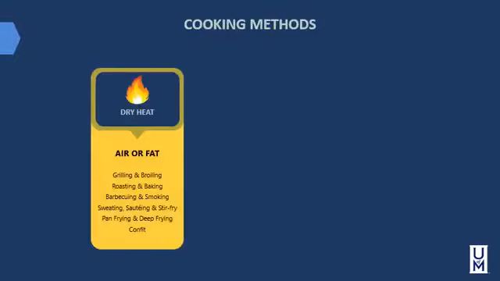There are three different kinds of cooking methods. Dry heat methods involve air or fat. These are methods such as grilling and broiling, roasting and baking, barbecuing and smoking, sweating, sauteing and stir fry, pan frying and deep frying, and confit.